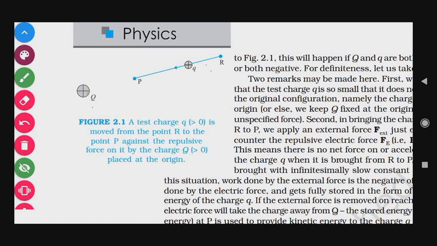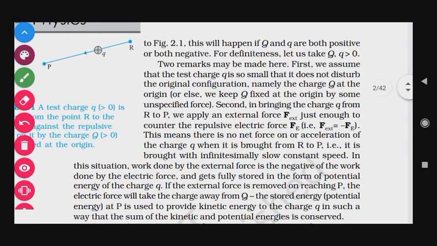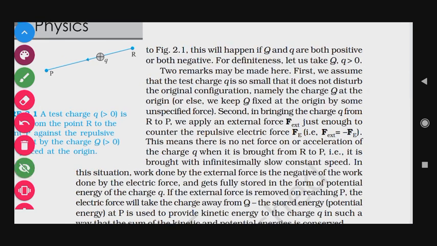We will not talk about that. We will just talk about the two charges being of the same type, either both positive or both negative. Only then it will repel. We can talk about the other way, with opposite charges, but you will understand it when you come across it. Okay, for definiteness, let us take capital Q greater than 0.